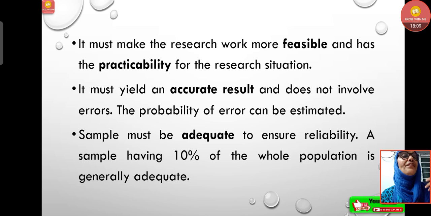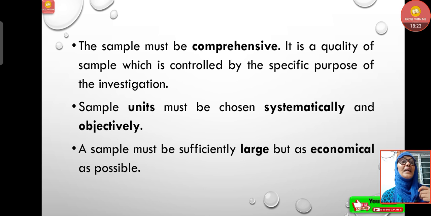The probability of error can be estimated. Next one is adequate. Obviously, you should ensure this reliability. A sample having 10% of the whole population is generally adequate. Now, the sample must be comprehensive. It is a quality of sample which is controlled by the specific purpose of the investigation.